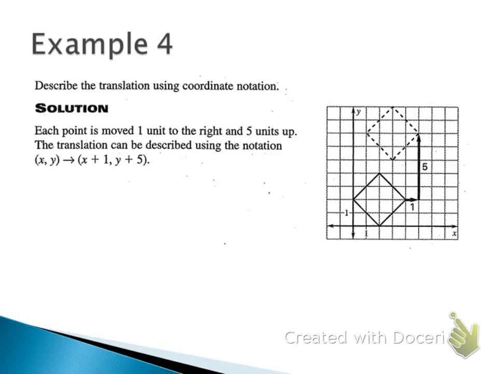So for example 4, you don't need to draw the graph. Again, I don't think your graphs will be precise enough to show how many units you're moving since you don't really have all the graph paper with you. So just go ahead and write the answer so that you can see exactly how I want the notation.